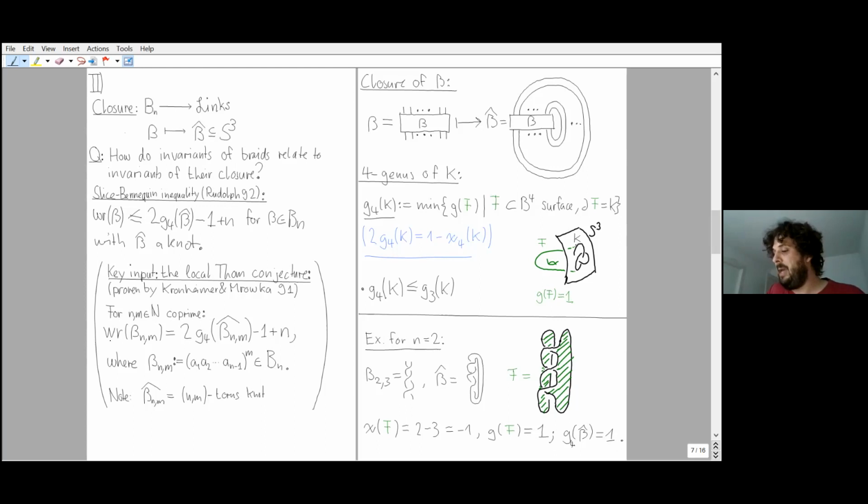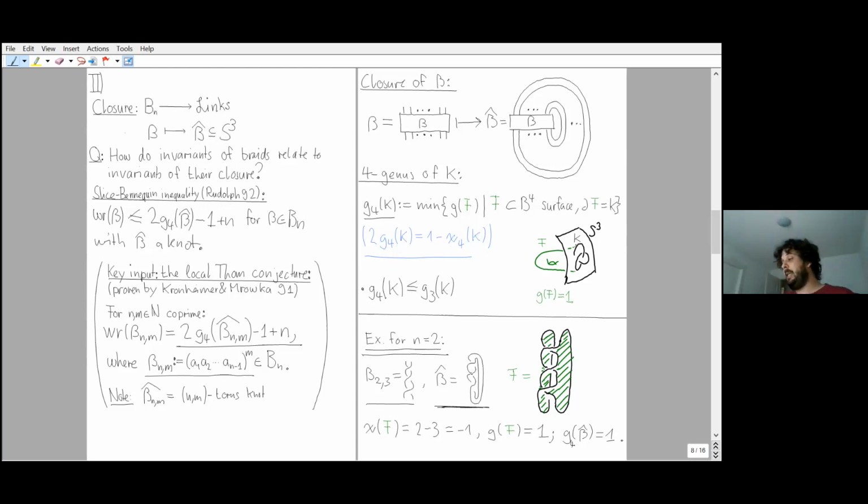are coprime, then the writhe of a braid beta n,m is exactly equal to what I had before in the inequality, where the braid is this word. It's a1, a2 up to a n minus 1, to the m. It's kind of like the full twist, but m is a different number than n here. And the point is, this is a braid which as a closure has a torus knot. And I did it in one example over here. For 2, 3, you get this braid. The closure is this beautiful thing.